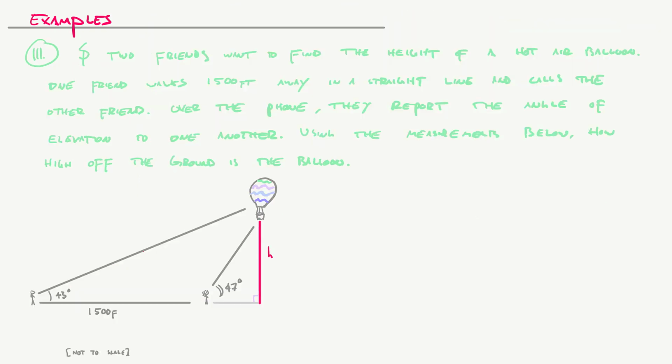The last example is one where we're trying to find the height of a balloon. Suppose that 2 friends want to find the height of a hot air balloon. One friend walks 1,500 feet away in a straight line and calls the other friend on the phone. Over the phone, they report the angle of elevation to one another using the measurements below. How high off the ground is the balloon? I could have put some more information in the paragraph, but I thought I'd just draw the picture and put all the information on there.